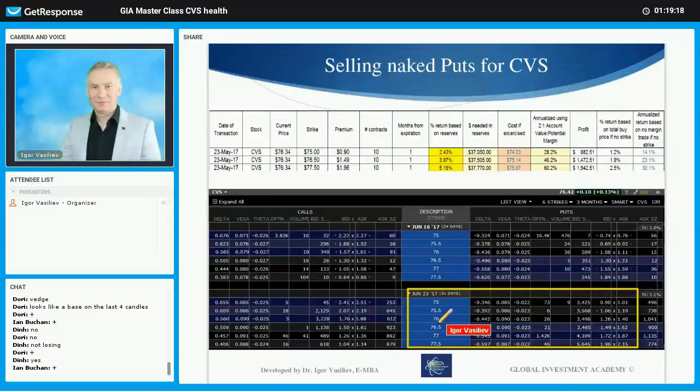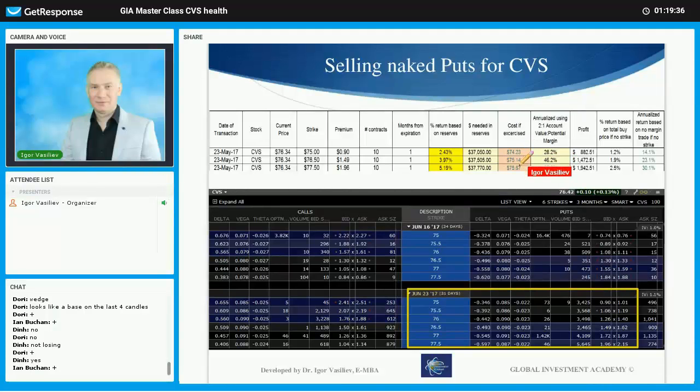So if we look at the 76.5 strike price, we get $1.49, and if we sell at the 77.5 strike price, we get $1.96, so more. And we can see our break even.